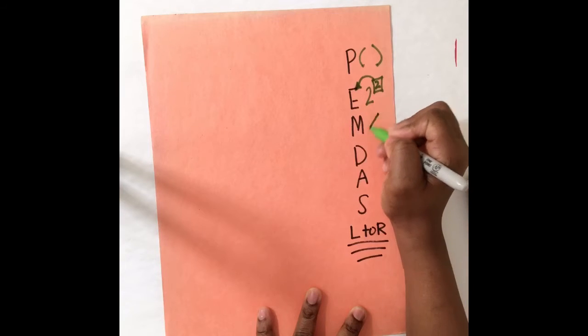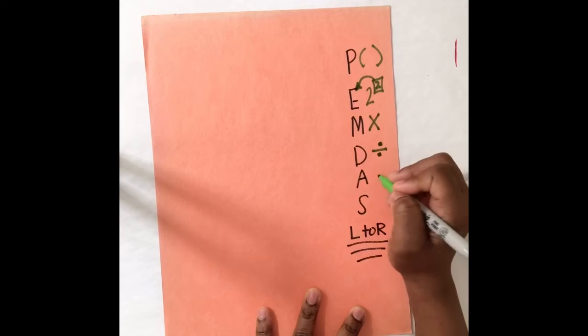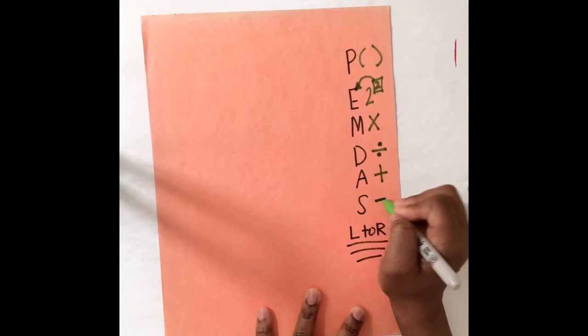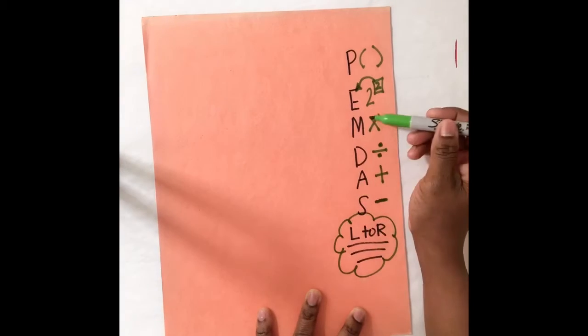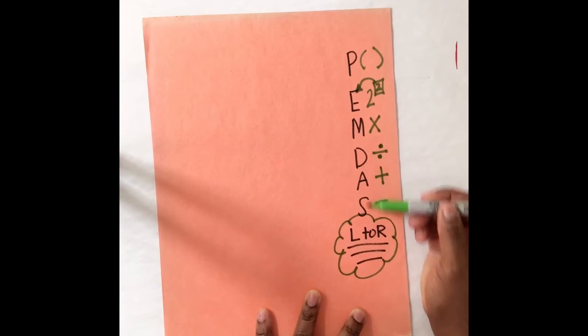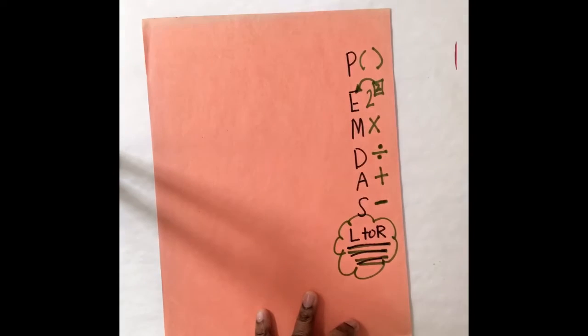The M stands for multiply. The D stands for divide. The A stands for add. Of course, the S stands for subtract. We can't forget the rule at the bottom, which means if it's multiplication or division, addition or subtraction, solve it left to right, okay? So I'm going to practice one problem from your book.